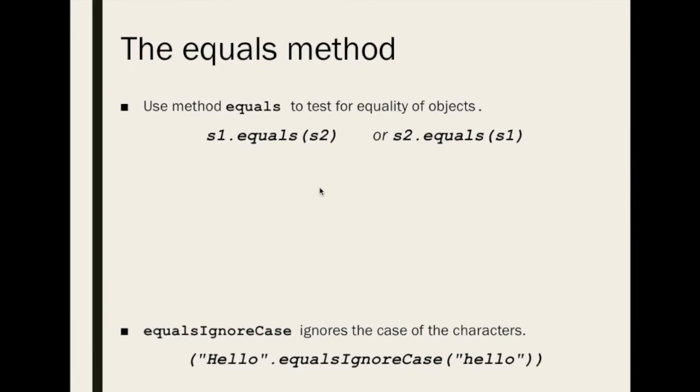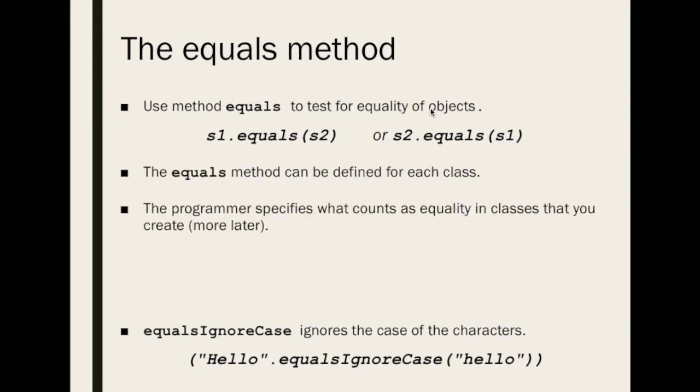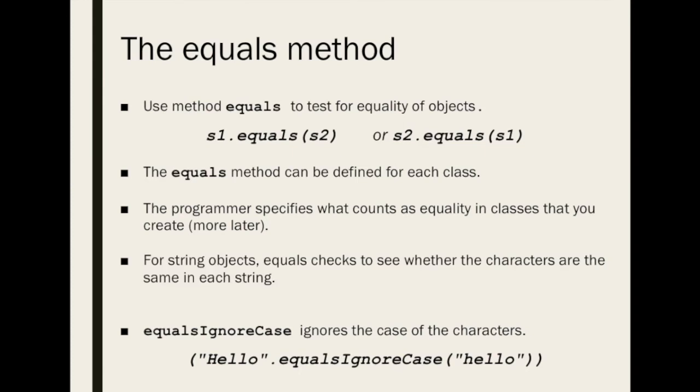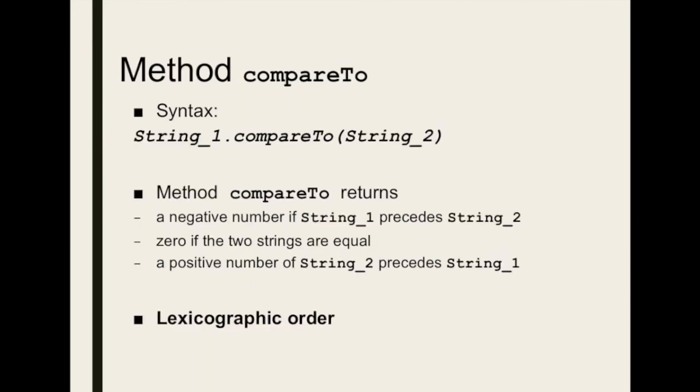So we saw that we could use the equals and equalsIgnoreCase method to compare two strings and see if they're equal. Well, this also works for other objects. So the equals method can and should be defined for each class. Later on in the semester, when you guys will be creating your own objects, you will define your own equals method. So the programmer will specify how we determine if two objects or if two different items of a class are equal. More on that later on. So for strings, equals checks to see whether the characters are the same in each string, unless you use equalsIgnoreCase, and then that just ignores the case of the characters.